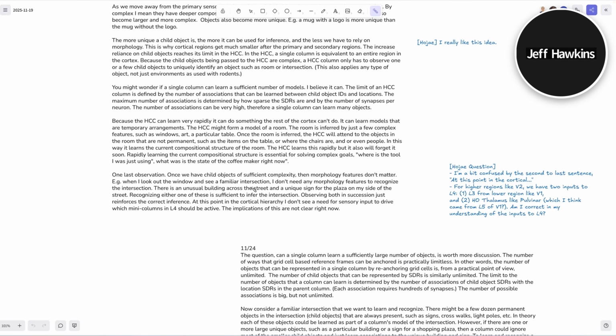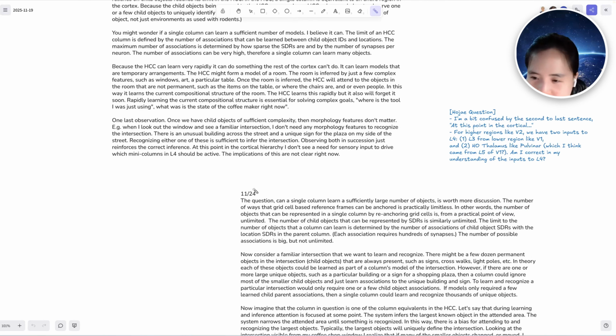Okay. Well, should I not read it? So the second to last sentence starts with, at this point in the cortical hierarchy, I don't see a need for a sensory input to drive which many columns in L4 should be active, which is what you said. I think I was confused about what you meant by sensory input, as in directly from the retina. I meant directly from the retina. That's what I'm talking about.